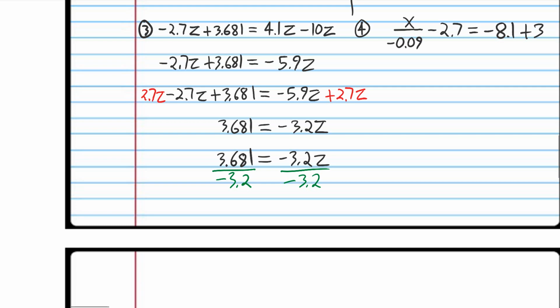So 3.681 divided by 3.2 is equal to a number with a lot of digits to the right of the decimal. So we're going to have to round off because we can't write all those numbers. And we get negative 1.15, and that's it. You can just add a 0 there if you want, but rounding off to the nearest thousandths would produce that answer.